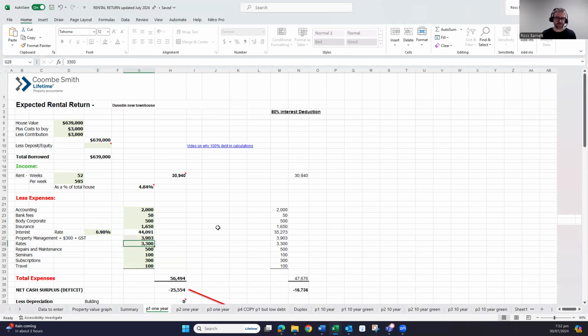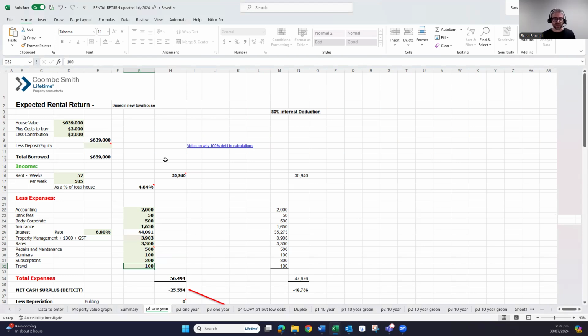Rates were about 3,300. I allow about $500 for repairs for a new build, generally very low for the first 10 years. Some training, some education, maybe you join something like your local property investors association. I've been a member of Waikato, I think, for over 20 years now. It's great to belong to them, go along to some of those meetings, see what other people are doing without the sales pitch. Some travel, $100 perhaps, higher maybe if you're in Dunedin, that's quite realistic.